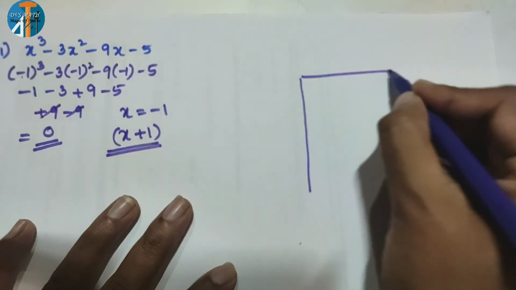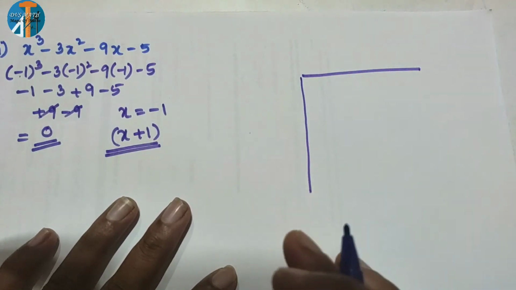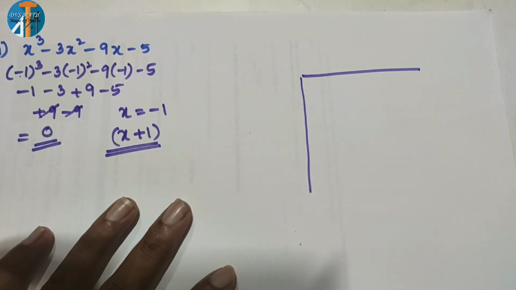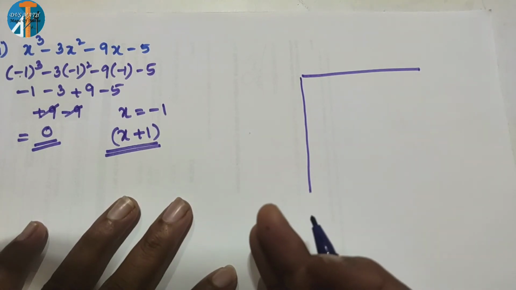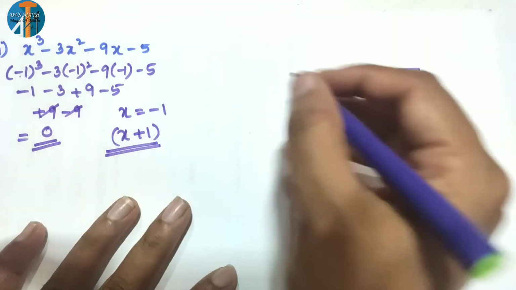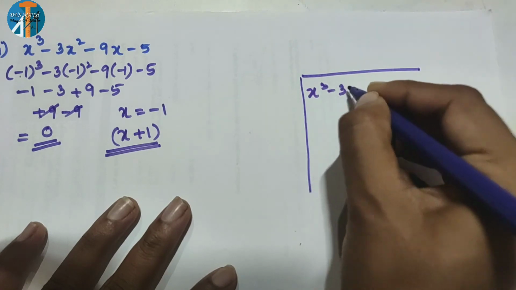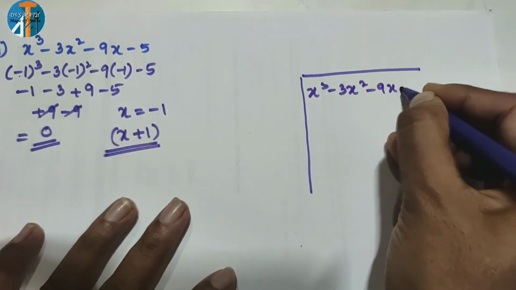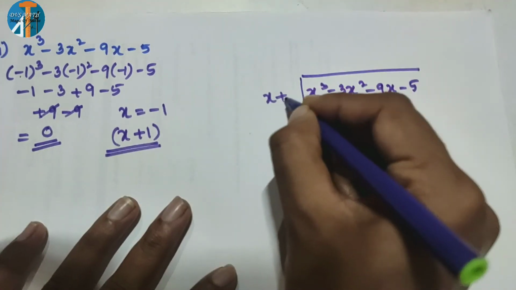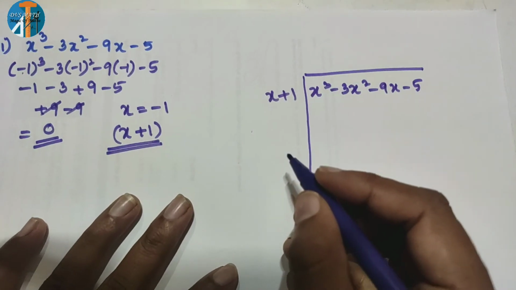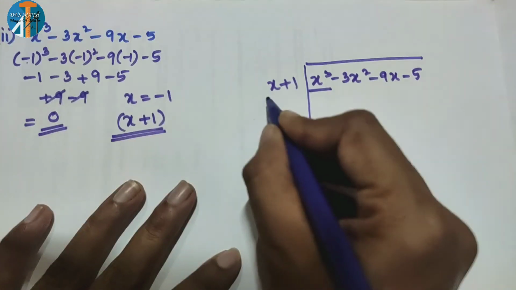If you practice this, it is very simple, and if you practice from now, only for 10th standard, it will be very easy for division of polynomials. So let us take x cube minus 3x square minus 9x minus 5, divided by x plus 1.